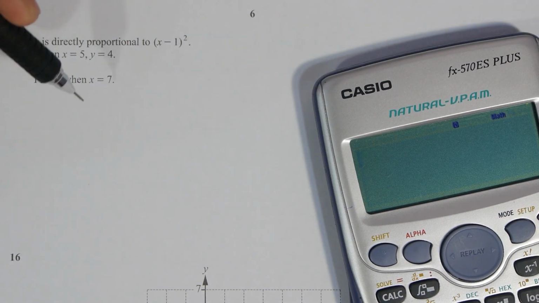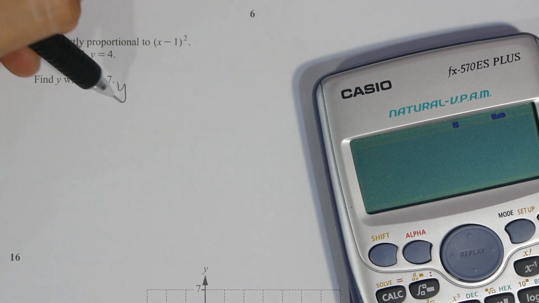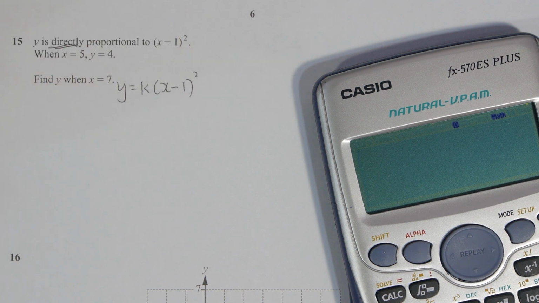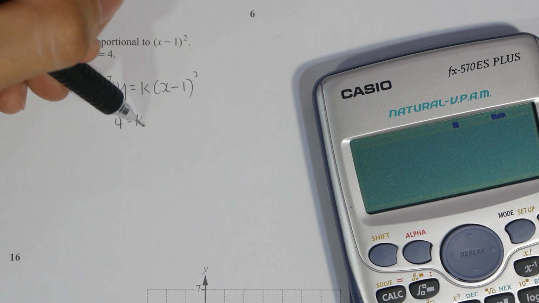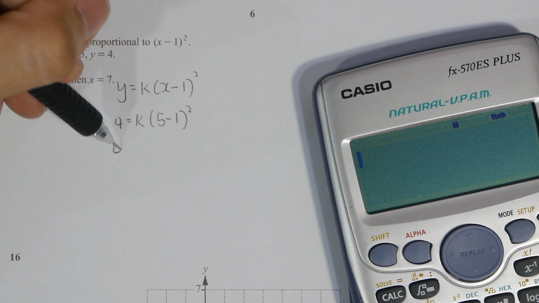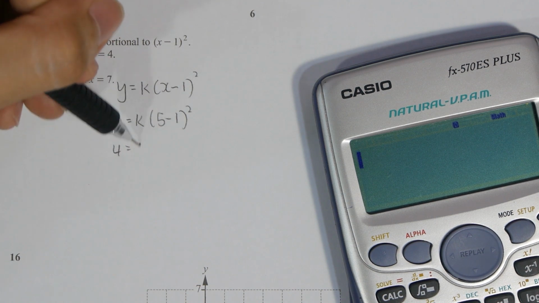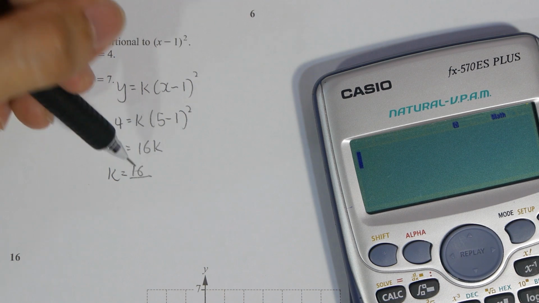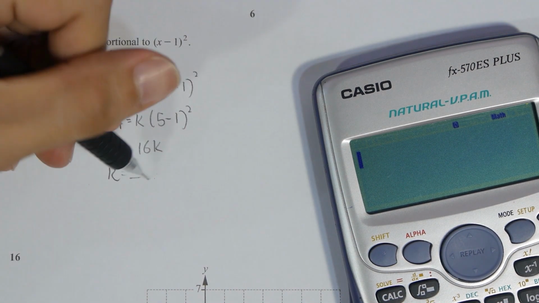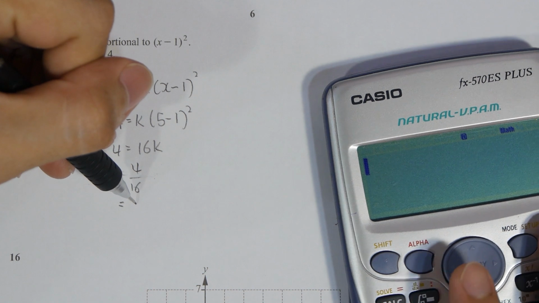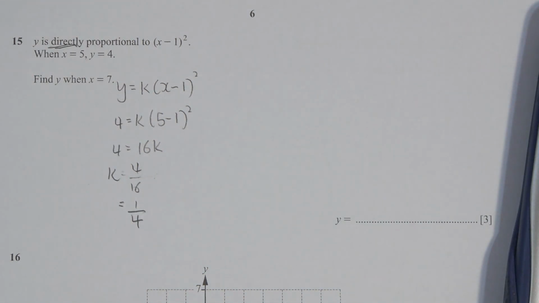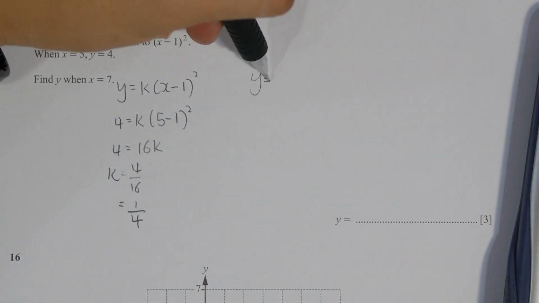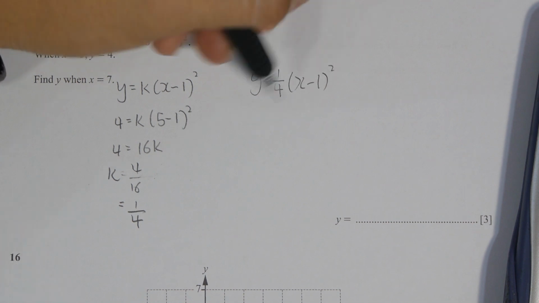Question 15, directly proportional. So the formula goes by y equals k bracket x minus 1 squared. Then you substitute the x and y value in to identify the k, which is 1/4 in our case. So y equals 1/4 bracket x minus 1 squared. So substitute 7 into the equation, then you will get y equals 9.